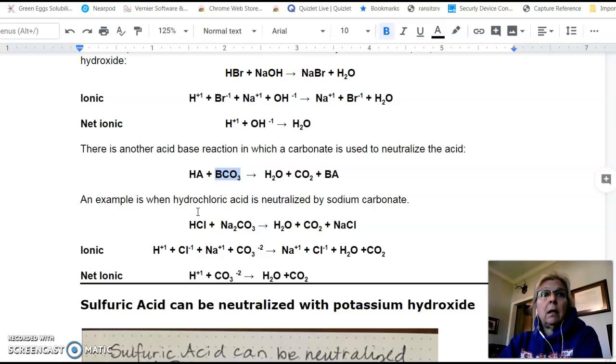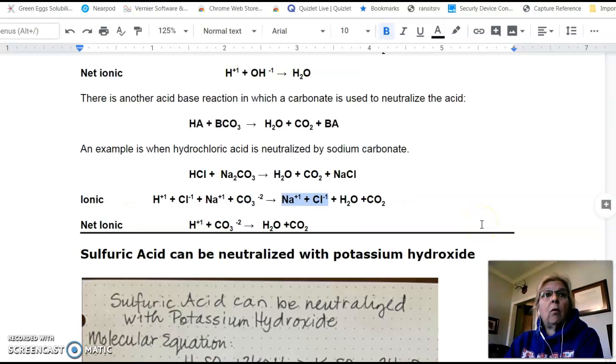So for the ionic equation, we break apart things that are soluble. So everything except water and the gas, CO2, is broken apart. And then we end up canceling all of our spectators. So in this case, our two spectators are the sodium and the chlorine on each side. Those spectators are canceled out, and we are left, in fact, with our total overall reaction.